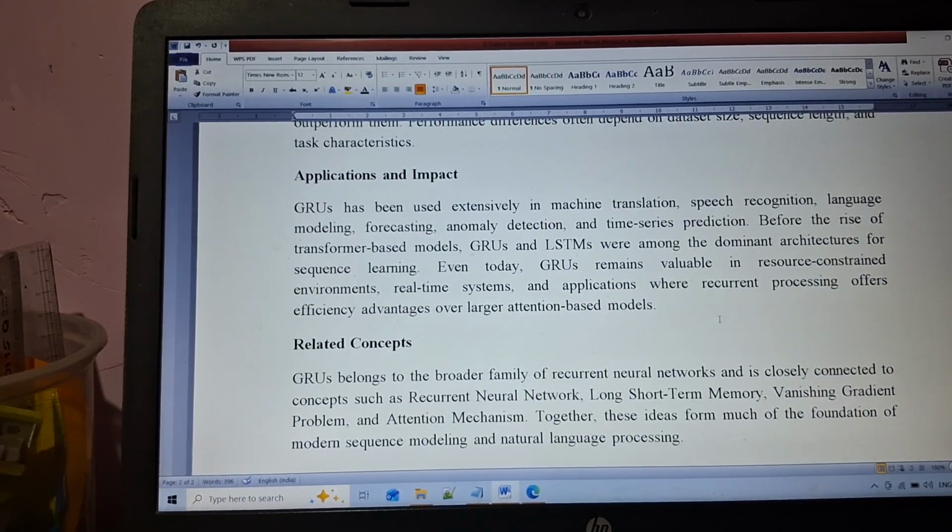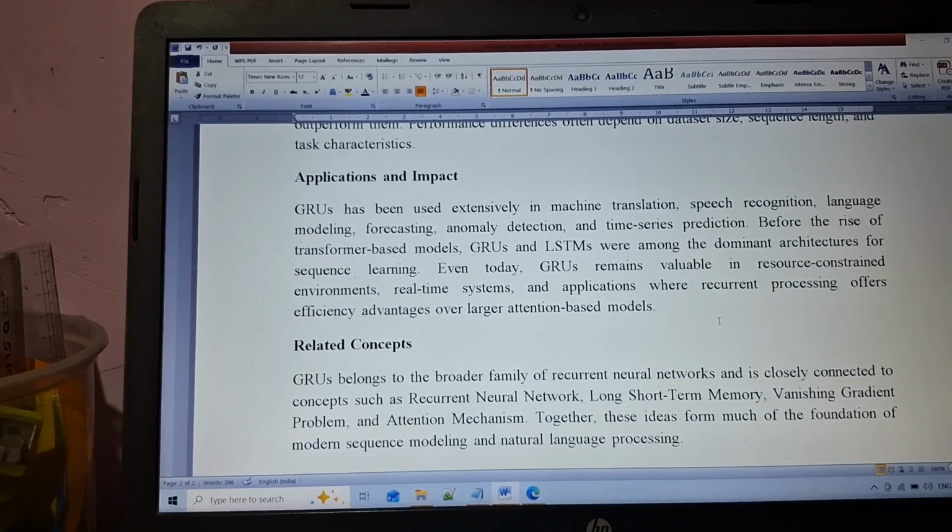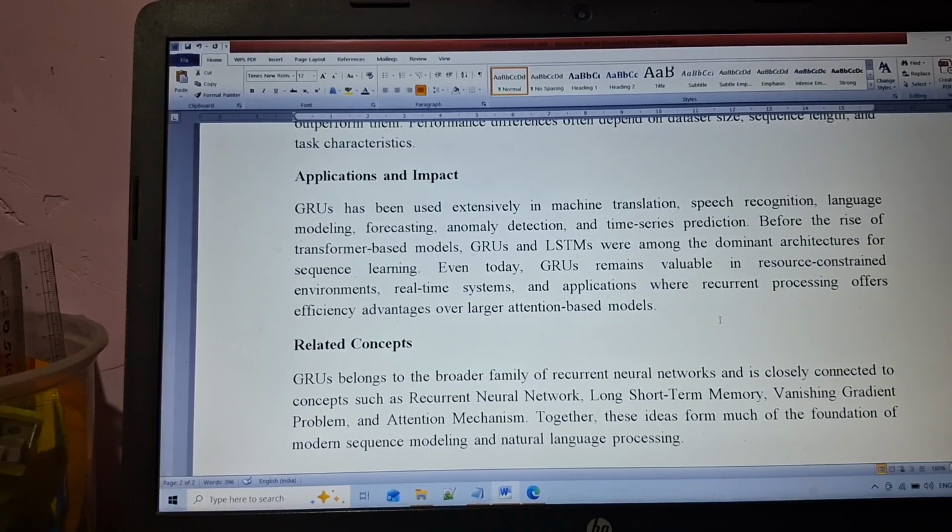Applications and impact. GRU has been used extensively in machine translation, speech recognition, language modeling, weather forecasting, financial forecasting, anomaly detection in cybersecurity, and time series prediction. Before the rise of transformer-based models, GRU and LSTM were among the dominant architectures for sequence learning. Even today, GRU remains valuable in resource-constrained environments and real-time systems, where recurrent processing offers efficiency advantages over large attention-based models.